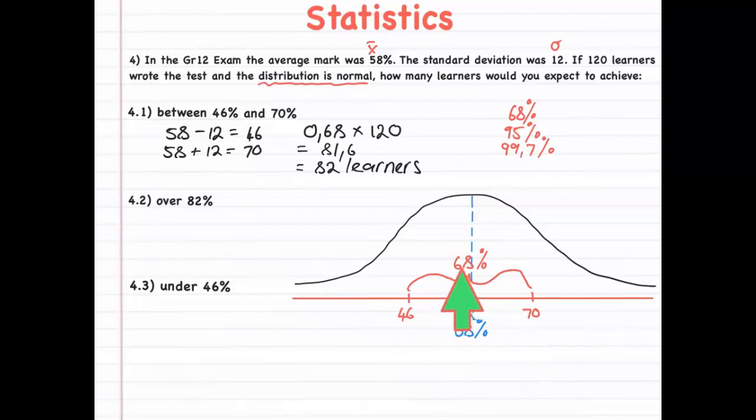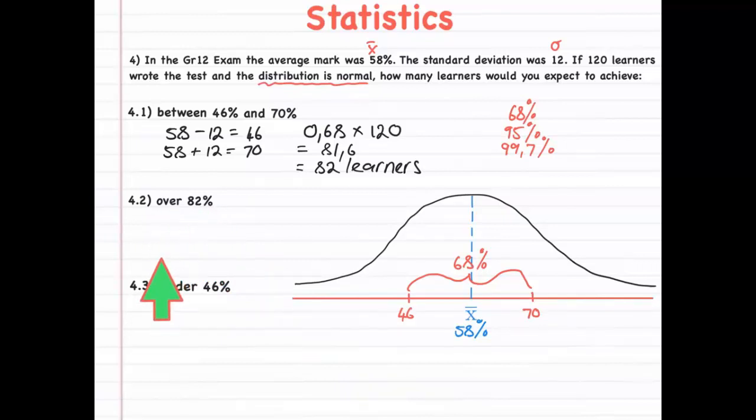So we simply take 0.68 times 120 learners, and we got 82 learners that fall within that range. So there's 82 learners whose marks fall within 46% and 70%. Now, we want to know the next one. How many of the learners are expected to achieve over 82%?